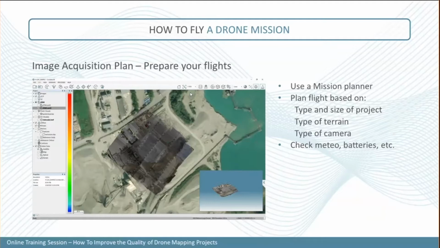Also, not too much wind, because the wind is going to have an effect on the overlap. If you have a strong wind, the drone might drift off a bit from its flight line, so it's going to have an effect on the overlap. Also, check if you have enough battery to do the whole coverage. Consider the type of camera you're using and the ground sample distance you're aiming for.